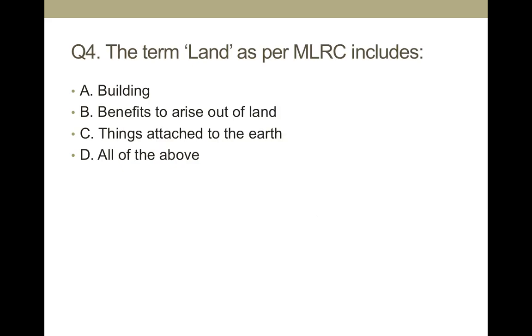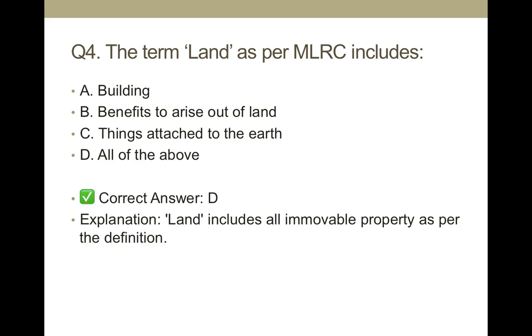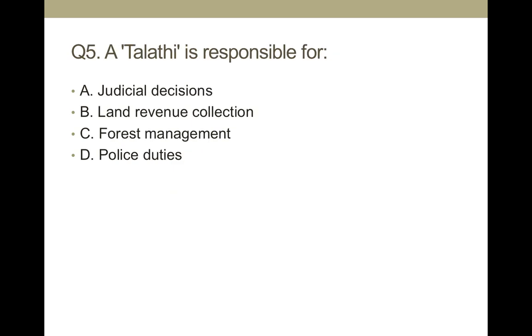Question 4. The term land as per MLRC includes option A, building, option B, benefits to arise out of land, option C, things attached to the earth, option D, all of the above. So correct answer is option D. That is, land includes all the immovable property as per the definition.